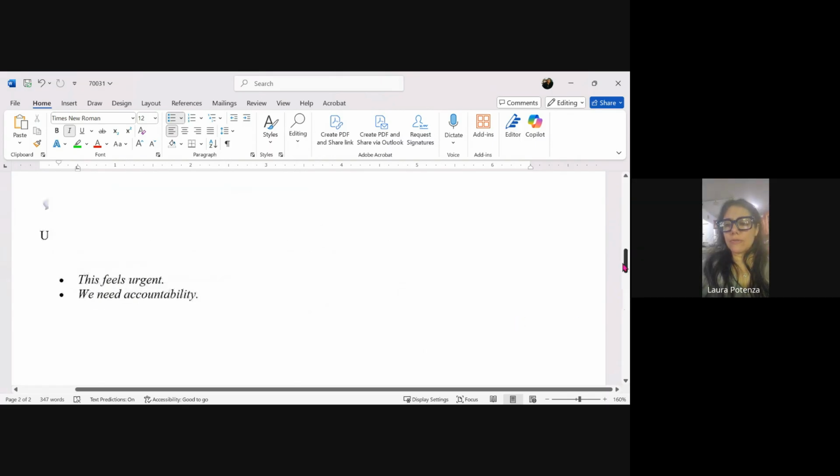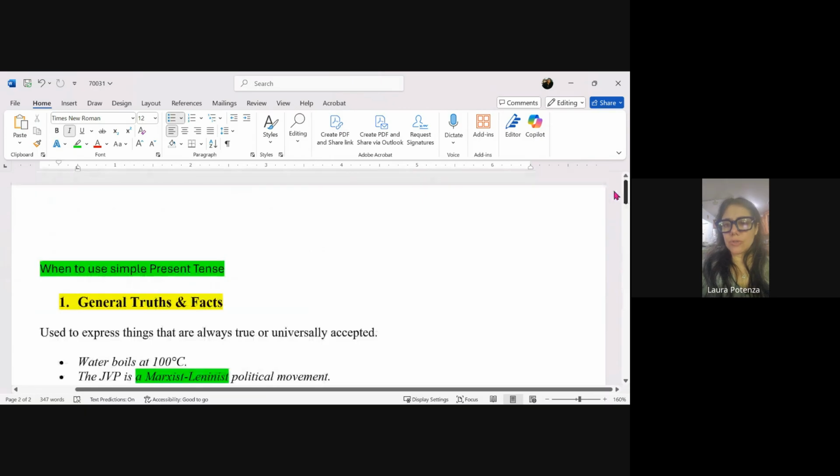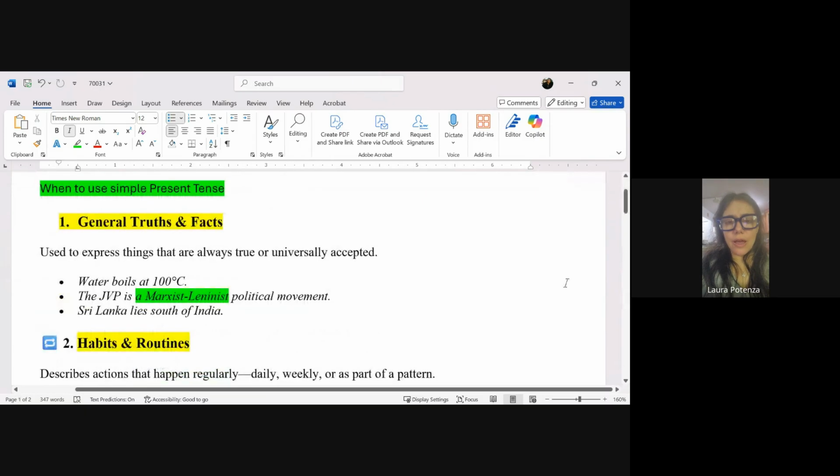So you might have mentioned them, but I just wrote down a couple of words. Vatsala, it was really good, the beginning when you were talking about simple present tense and you gave examples. I was able to follow you very clearly, so it was good.